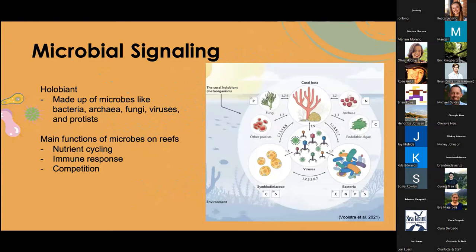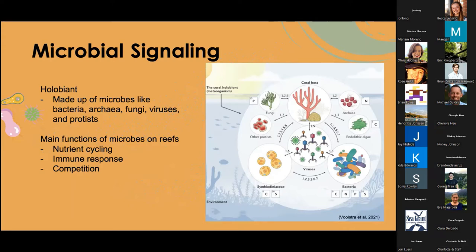So corals are very unique organisms, and microbes play an essential role within corals. Corals have a holobiont, which is made up of microbes like bacteria, archaea, fungi, viruses, and other protists that recycle nutrients over the reef. So you can see in this figure on the right, the Symbiodiniaceae is exchanging carbon and sulfur, while there's other bacteria there that are exchanging carbon, nitrate, phosphorus, and sulfate.